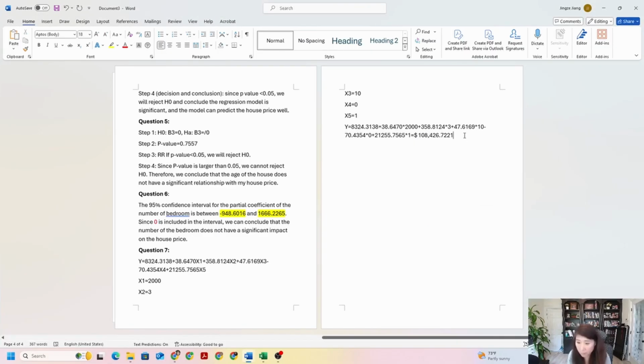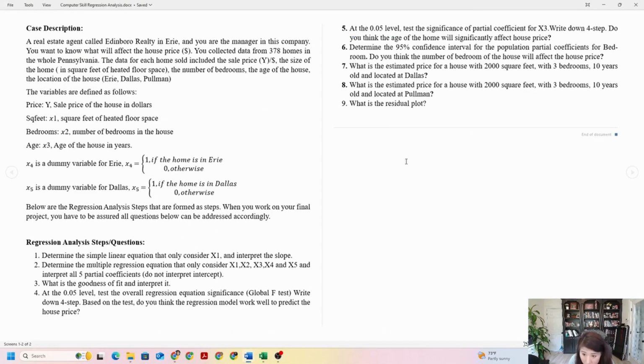So it's easier to read, I put a comment here. Okay, so this is question number 7. Similarly for question number 8, what are the values for x1, x2, x3, x4 and x5? If we read the question, what is the estimated price for a house with 2,000 square feet, 3 bedrooms, 10 years old, and located in Pullman? So 7 and 8 are very similar, except the locations are different.